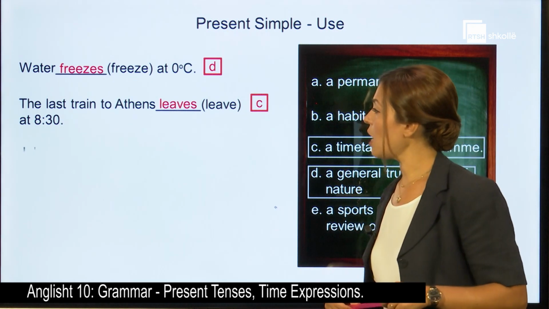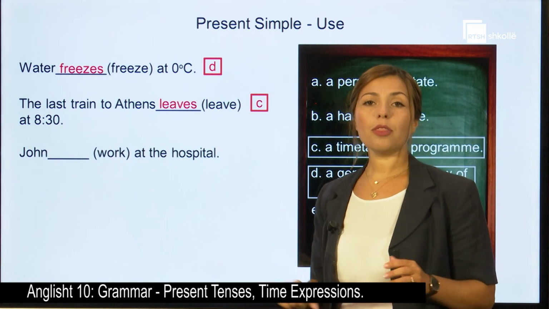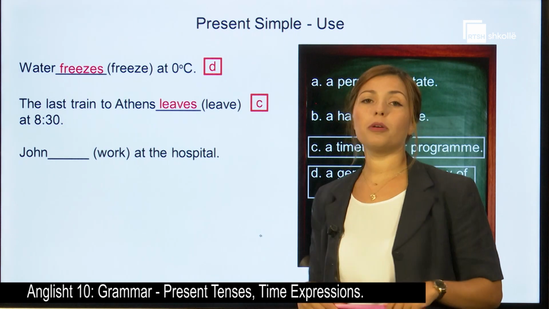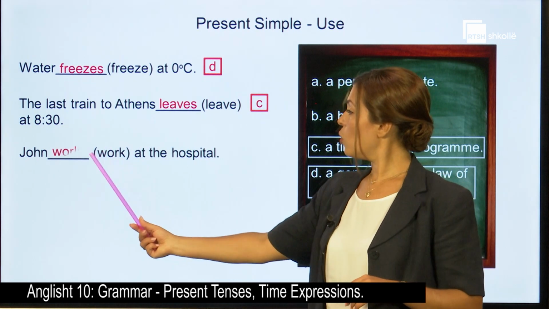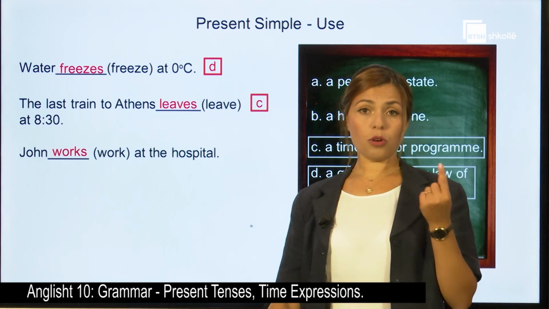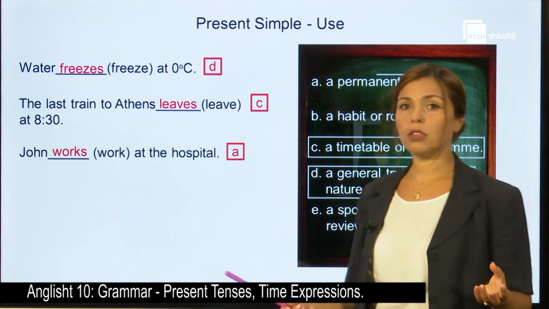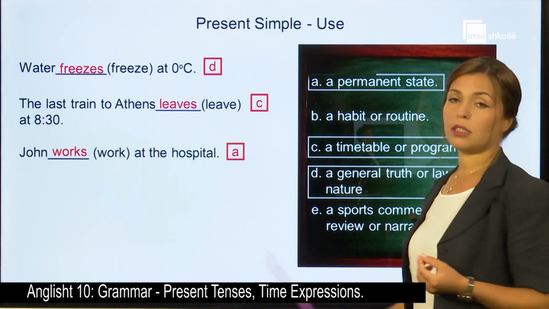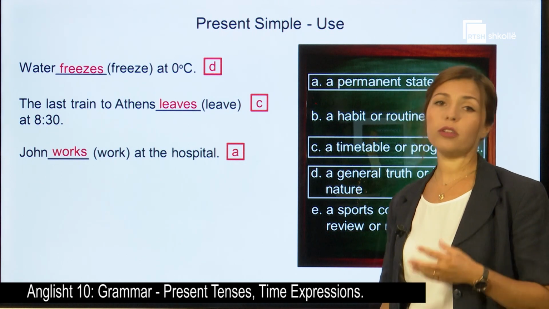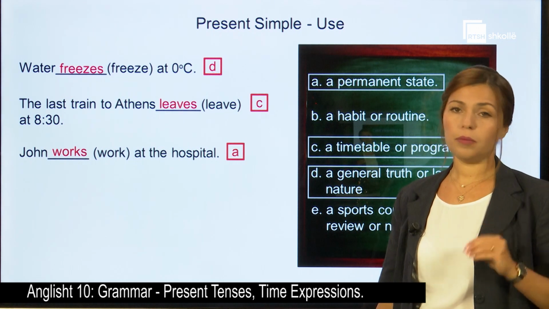Let's see another example. John, the verb is work, at the hospital. John, put the verb in the third person. He works at the hospital. And does he work just for one day? No, this is something that happens all the time. This is a permanent state. So this is his job. He goes there every day. It's permanent, not just for a little.